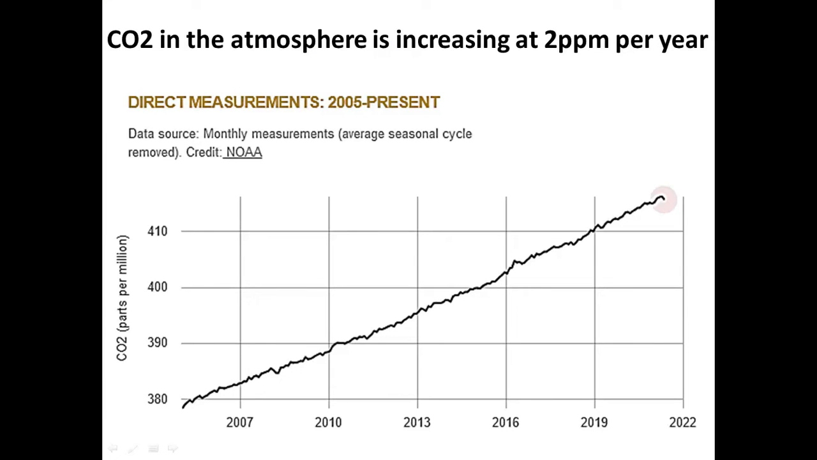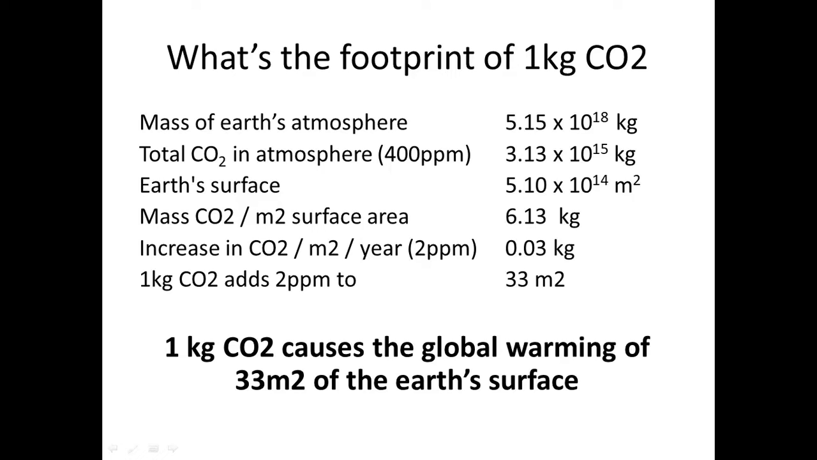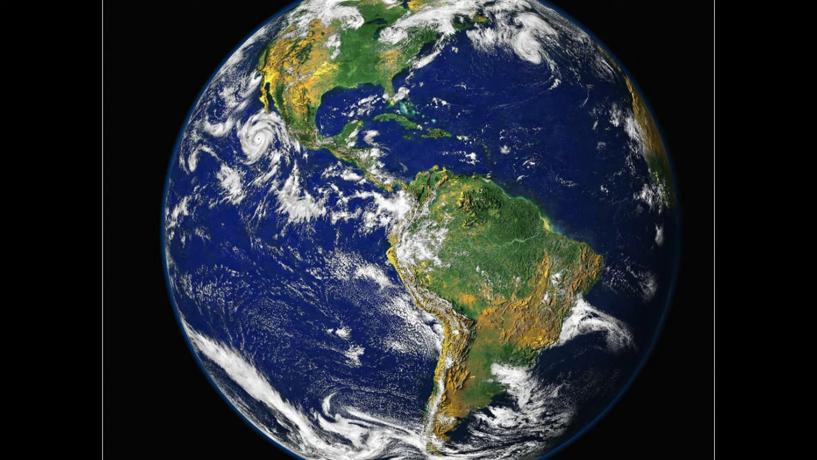We know that the CO2 in the atmosphere is increasing at 2 parts per million per year, and we're at a level of around about 400 parts per million. Using those two figures and knowing the mass of the Earth's atmosphere, we can calculate the total CO2 in the Earth's atmosphere, and we can divide that over the Earth's surface to get the mass of CO2 per meter squared.